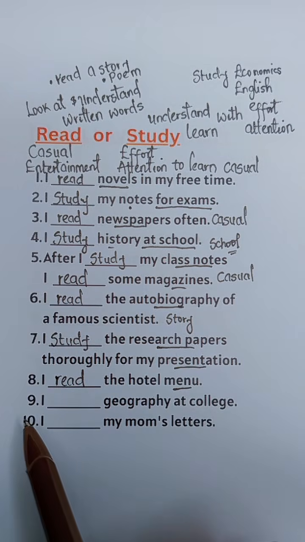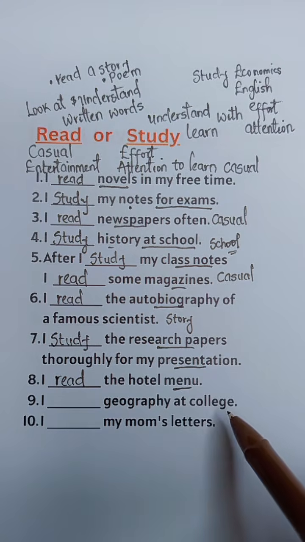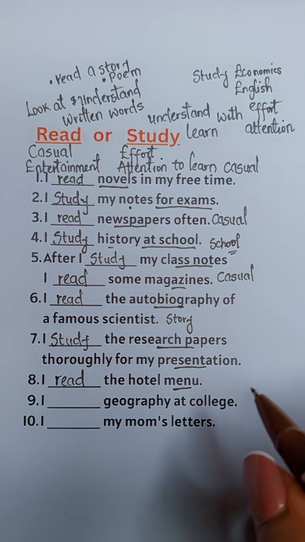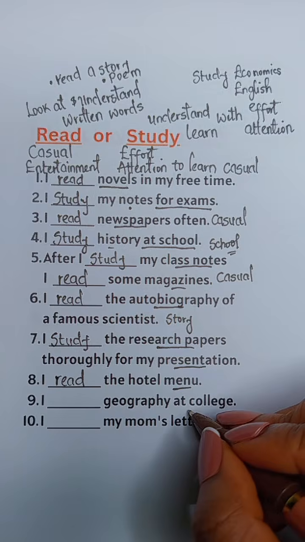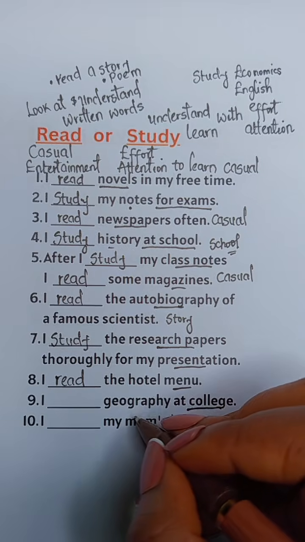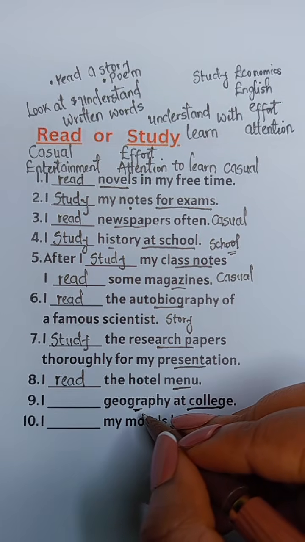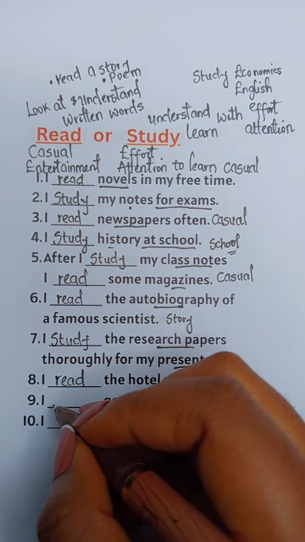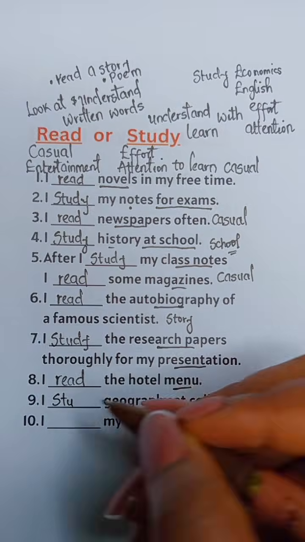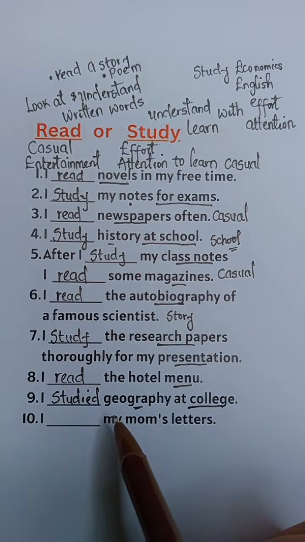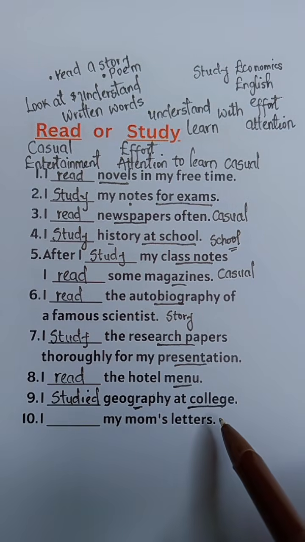Number nine, I blank geography at college. Read or study? Of course, the correct answer is study because we are talking about a school setting where you study a course to remember, to learn for exams. So, I studied, past tense, geography at college.